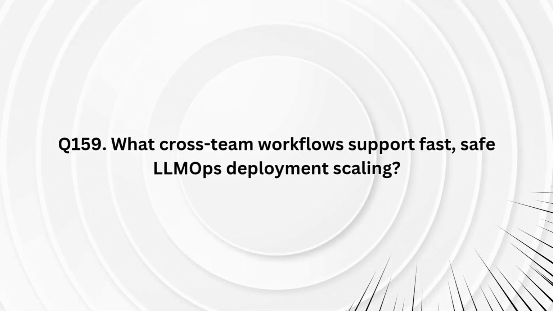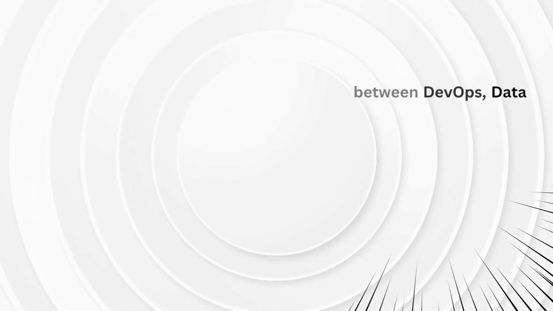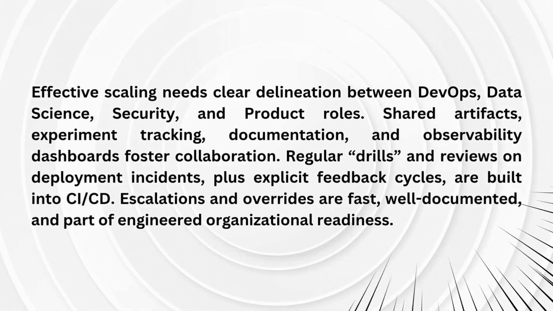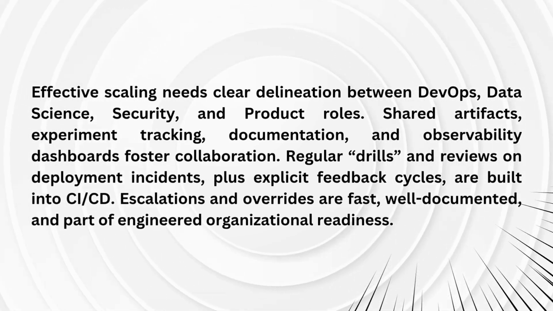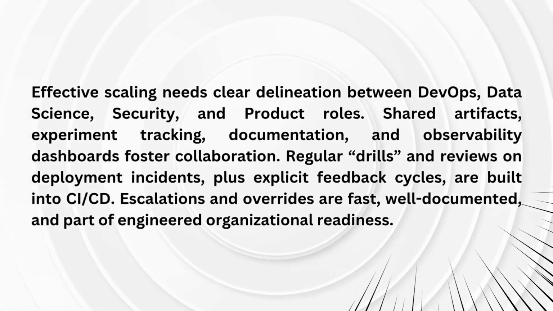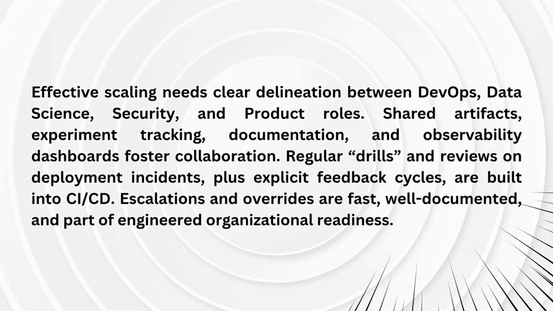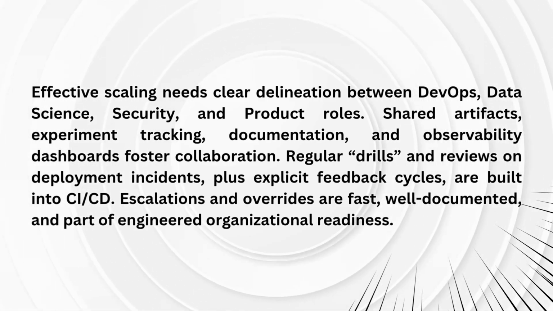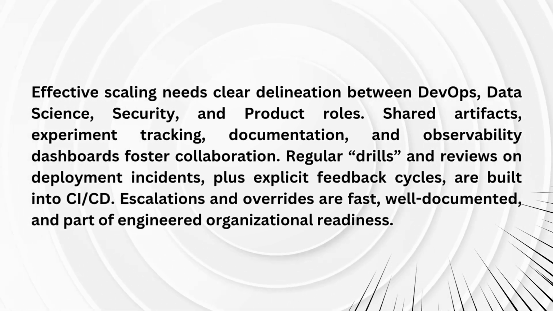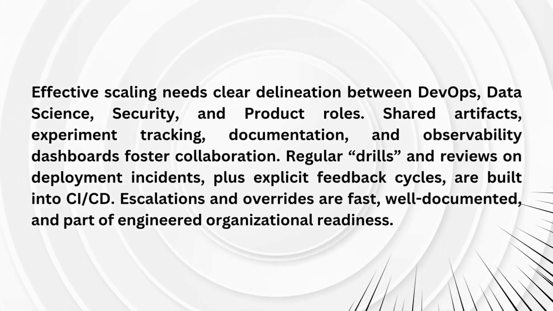What cross-team workflows support fast, safe LLM ops deployment scaling? Effective scaling needs clear delineation between DevOps, data science, security, and product roles. Shared artifacts, experiment tracking, documentation, and observability dashboards foster collaboration. Regular drills and reviews on deployment incidents, plus explicit feedback cycles, are built into CI and CD. Escalations and overrides are fast, well-documented, and part of engineered organizational readiness.